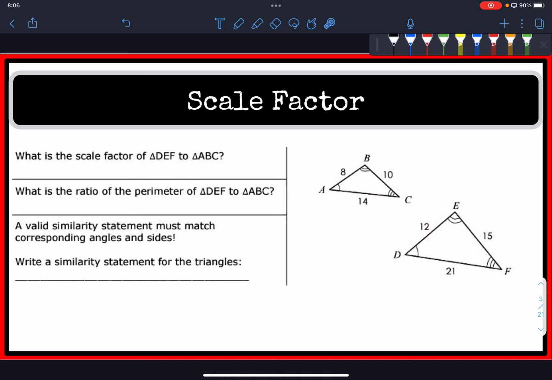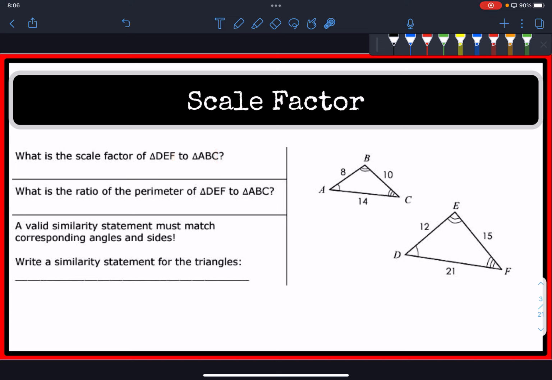Just like congruent figures, similar figures are indicated by the name of the two objects. So like right here, if triangle DEF is similar to triangle ABC, that means that the angles D and A are congruent, angle E and B are congruent, and F and C are congruent.